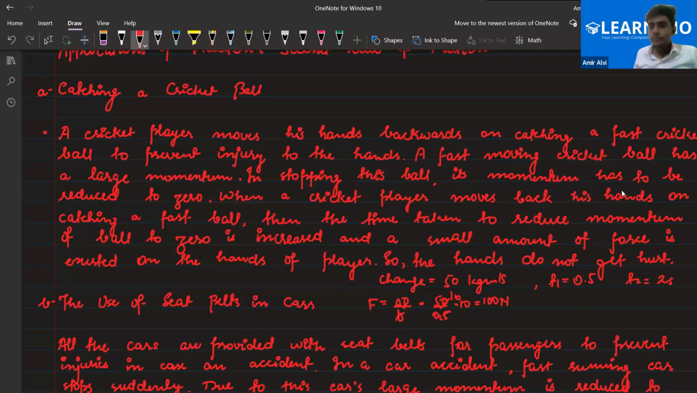Yes, sir. Okay. Now let's take the next case. Another force would be delta P, change in momentum divided by time. So that is 50 divided by 2, which equals 25 Newton. Which force will hurt you more? Which case? If you suddenly stop the ball or if you take a little bit of time?